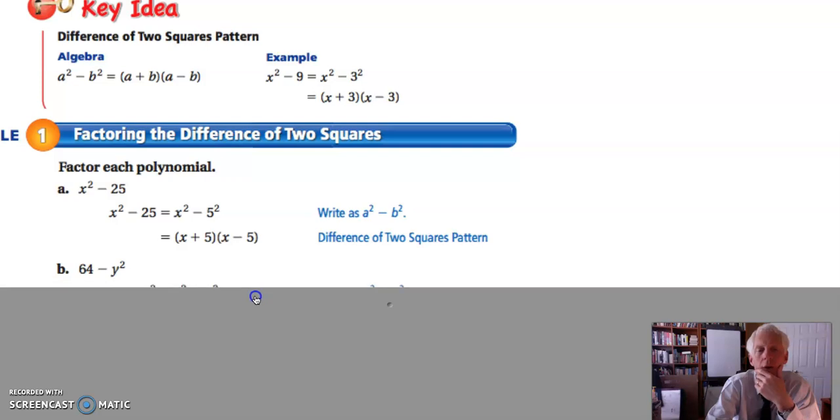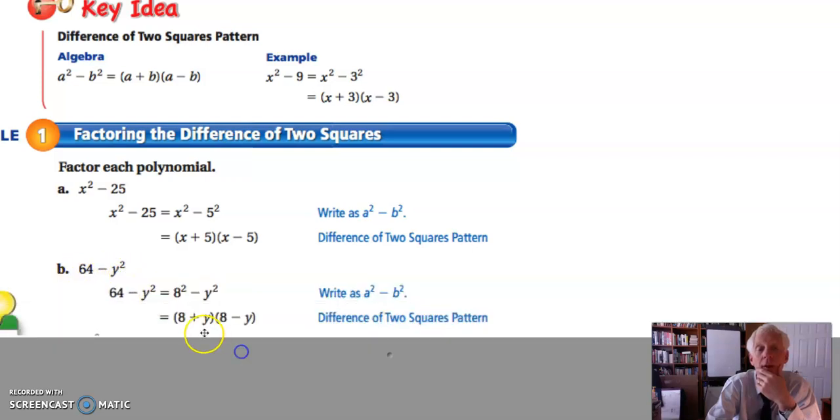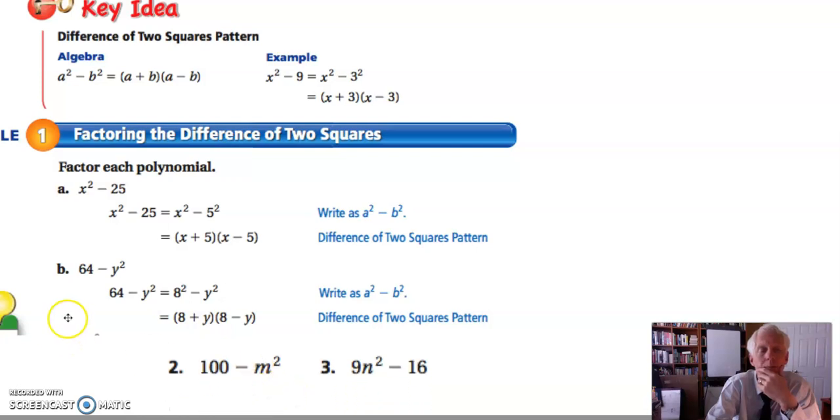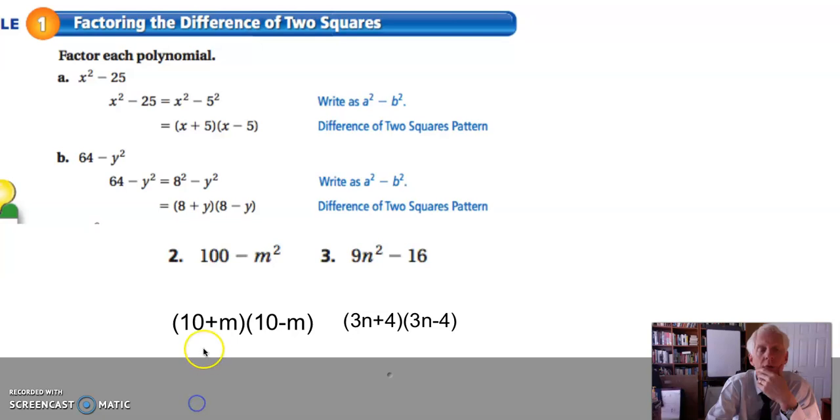As we go down, take a look at that one. Pause it if you need to. They're both perfect squares. 8 plus y, 8 minus y. One more to try. Try these two right there. Pause it. And you end up with perfect squares, 10 and m, 3n and 4. 10 plus m, 10 minus m. 3n plus 4, 3n minus 4.